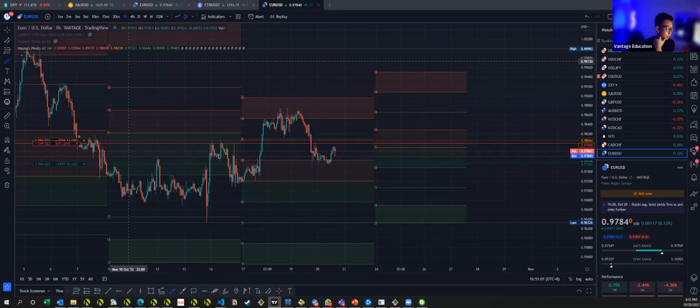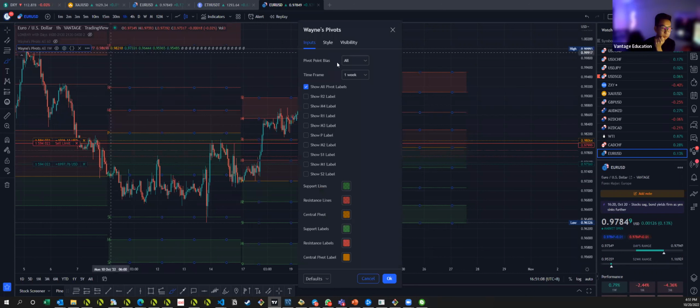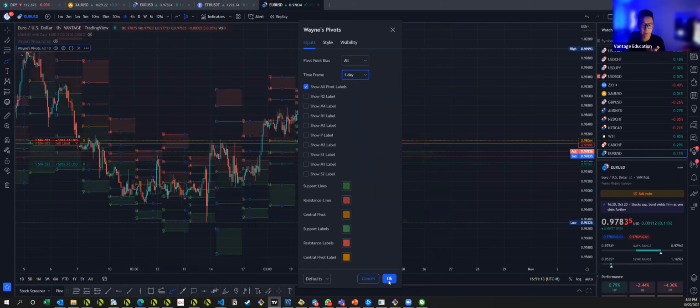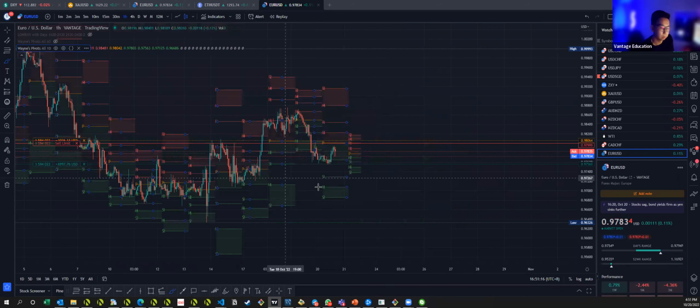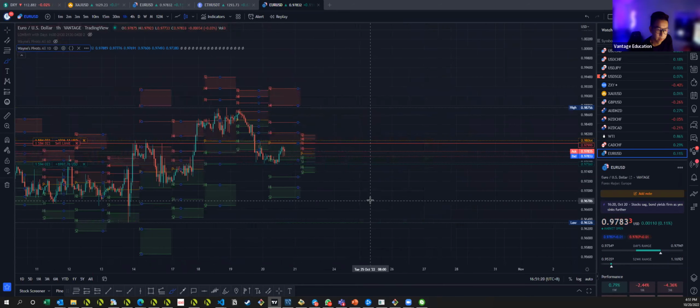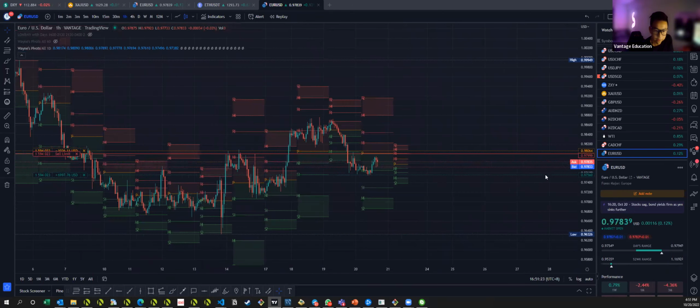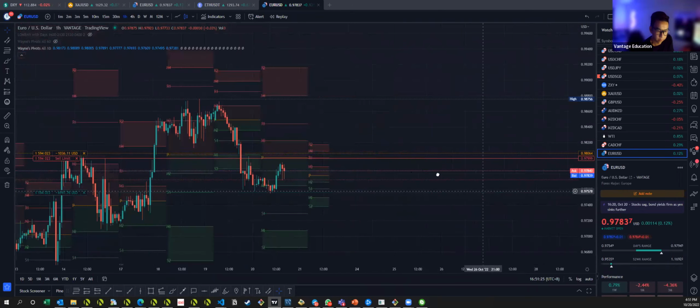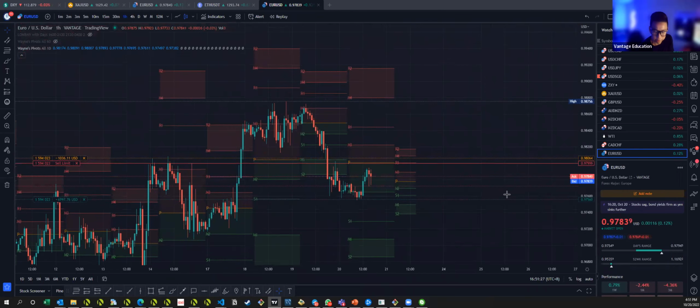Hopefully that's slightly different from what you know of pivot points, or if you didn't know of something like pivot points, I hope this is useful for your trading in future. But again, maybe just a little bit more value add.